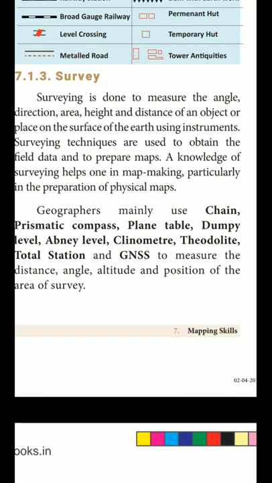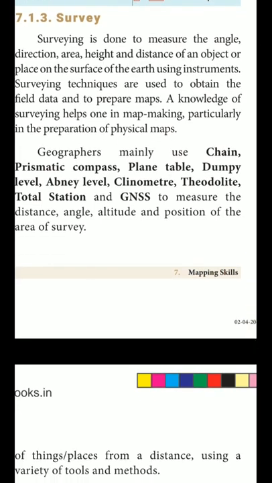Next, geographers mainly use chain for that measurement. What will they use? Chain, prismatic compass, plane table, Dumpy level, Abney level or clinometer, theodolite, total station and GNSS to measure the distance, angle, altitude and position of the area of survey. So, there is one question also: what are the measurements used for this survey? To measure the land.